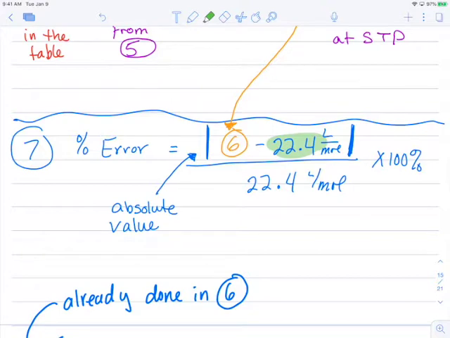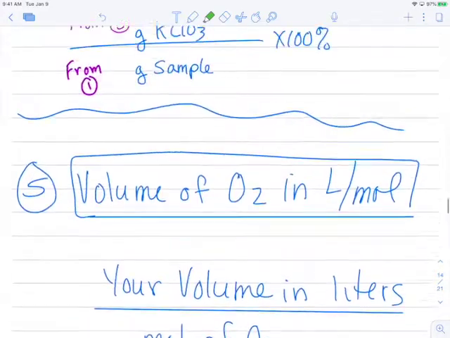All right, questions on how you're calculating out your percent error? All right, so that is way up here.